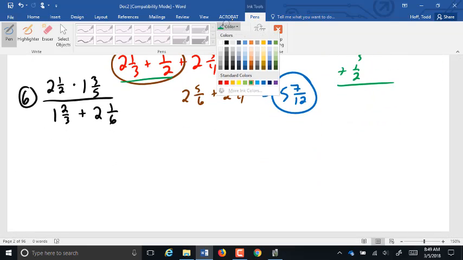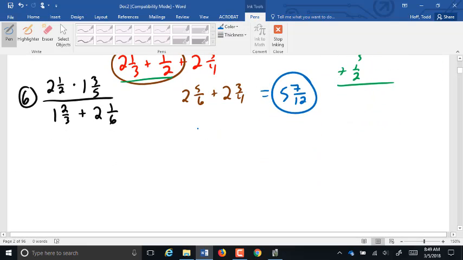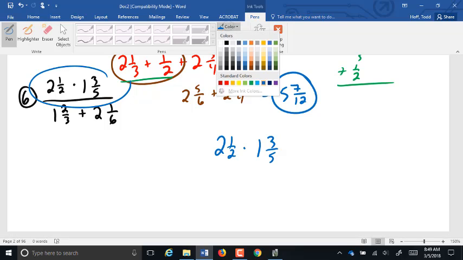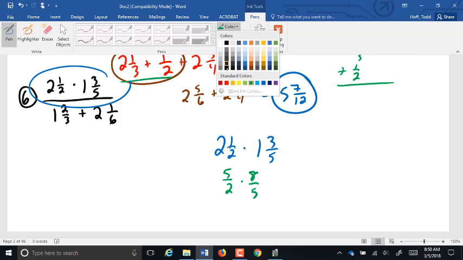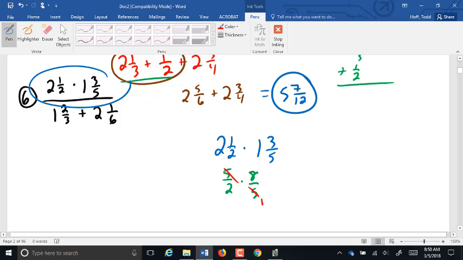Number 6. So we're going to start by doing the top of that. 2 and 1/2 times 1 and 3/5. 2 and 1/2 is 5/2. 1 and 3/5 is 8/5. The 5's cross cancel out. The 2 and 8 both divide by 2 to give me 1 and 4. So that's just 4 on top.